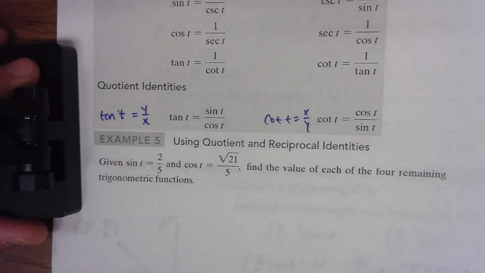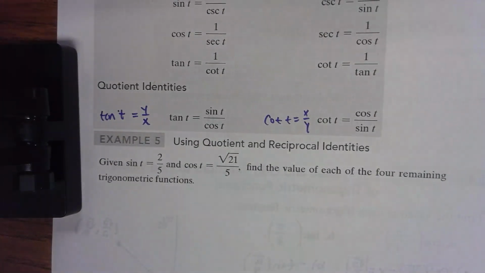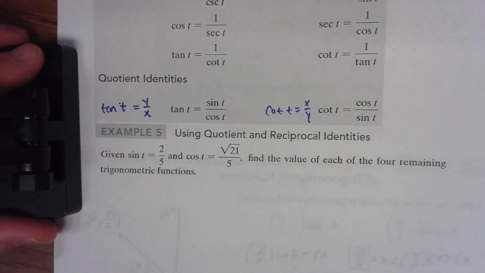Okay, so we're given the fact that sine of t is 2/5, cosine of t is root 21 over 5, and we need to find the value of the 4 remaining trig functions. So here's what I start out with.